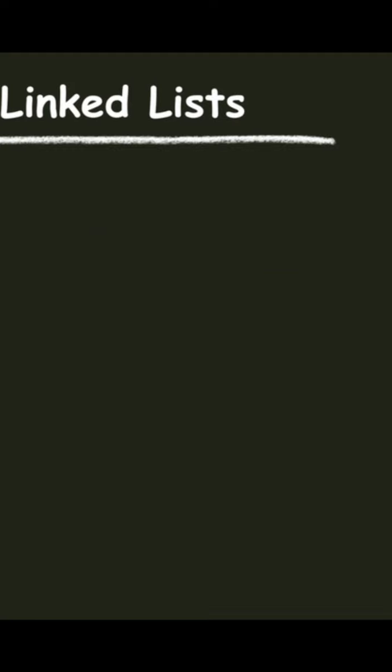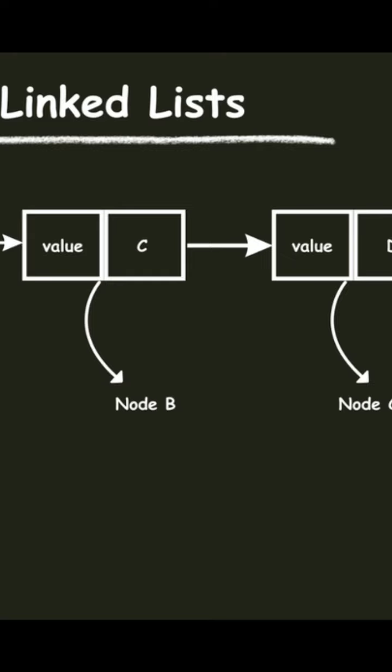Let's look at a circular linked list. A circular linked list is a variation of a traditional linked list where the last node in the list always points back to the first node in the list instead of pointing to null. This creates a continuous loop of interconnected nodes. The defining feature is the connection of the last node to the first node. This forms a closed loop.